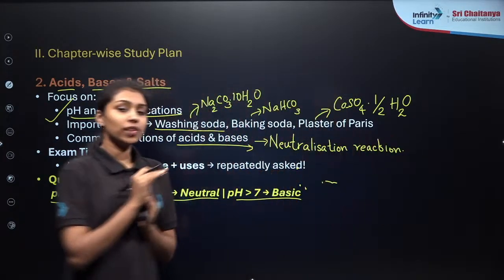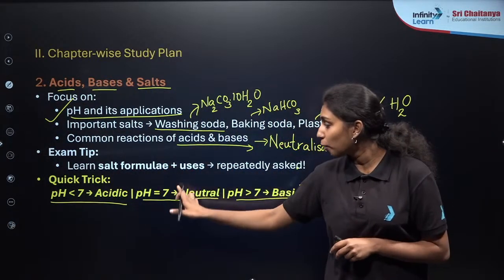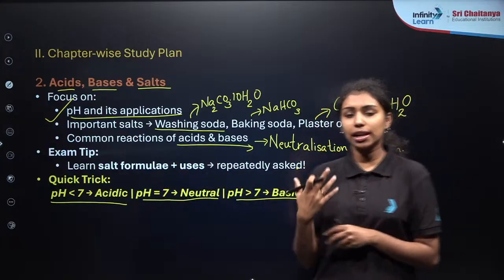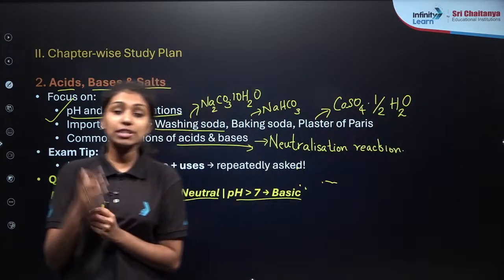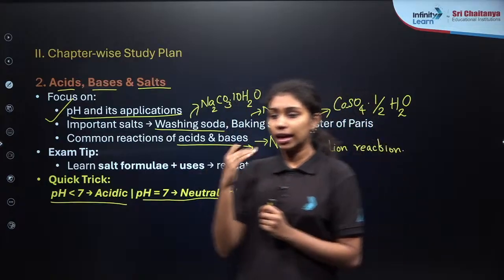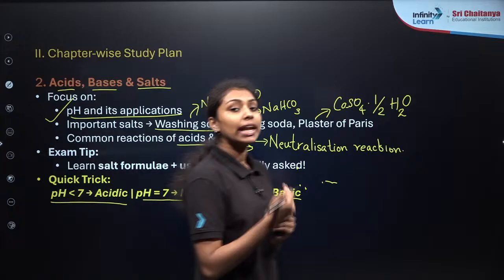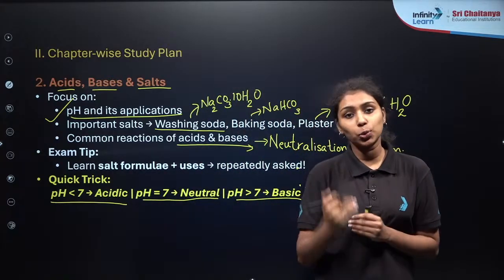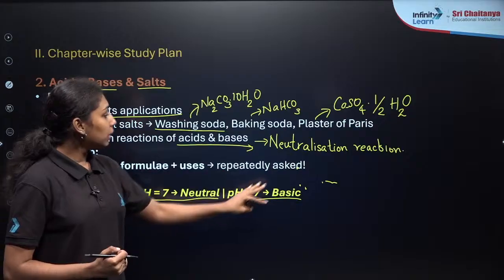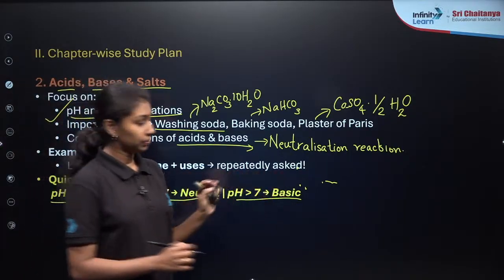Then from our exam point of view, I have given an exam tip here. Learn salt formulae plus uses, they are repeatedly asking. Salt formulae means if you are taking any salt, for example NaCl, first we need to identify whether it comes from a strong acid or strong base and so on, right? So identify the parent acid as well as the parent base. From that you can identify whether the salt is neutral, acidic or basic. So you can expect more questions from this simple topic only. The salt formulae and their uses are repeatedly asked.